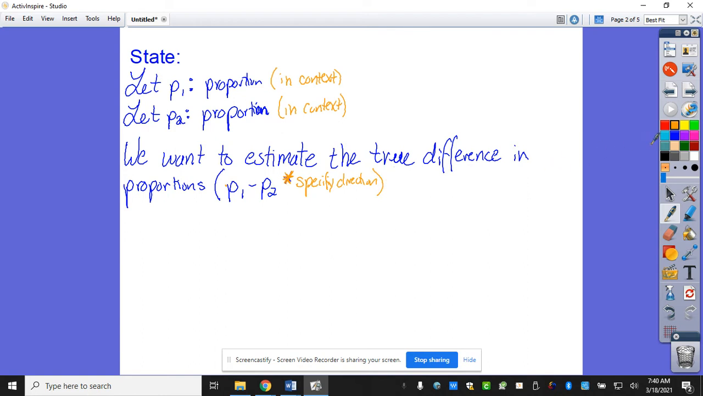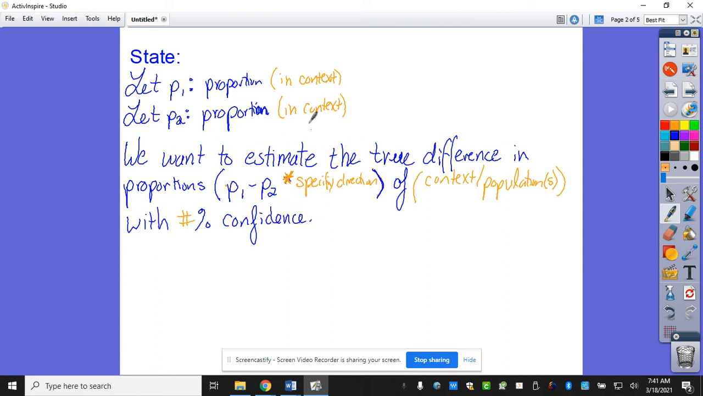And what I mean by that is, am I taking P1 minus P2 or am I taking P2 minus P1? Because everything's going to change in your problem based off of the direction that you subtract. So I'm basically specifying here which direction I'm subtracting. So the difference in proportions of, and then this is where we're going to put all of our context populations. And then we always end with number percent confidence. So the only thing that changes there is I want to go ahead and define what each of them are, and I'm doing the difference in proportions. I'm specifying the direction.